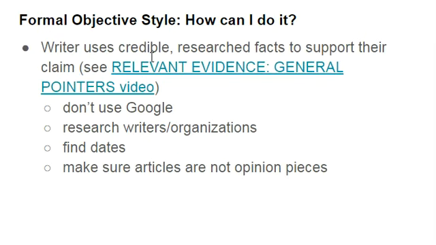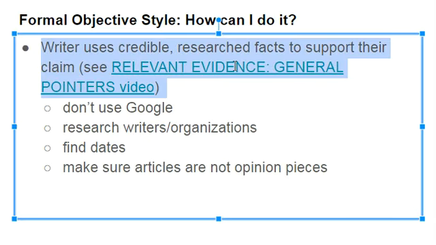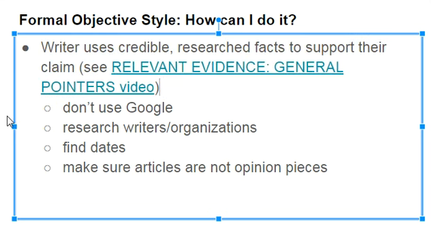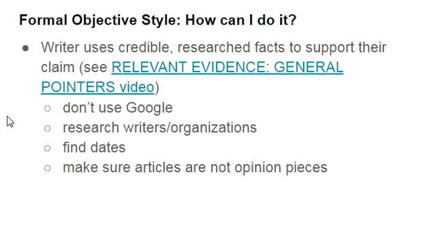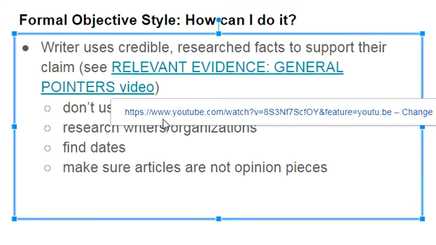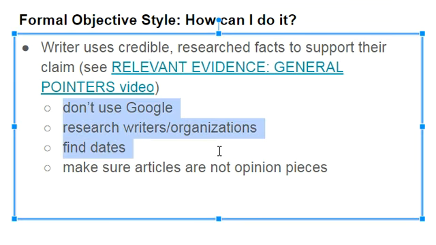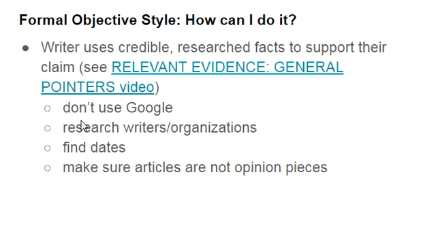Here's the next way. The writer should use credible, researched facts to support their claim. All right, I'm posting a link to this slideshow in the learning playlist, and when you look at this slideshow, you can see that this is a live link here to a YouTube video that I posted first semester about how to make sure that you're using relevant evidence, okay? So it explains these points a lot further. I'm not going to reteach all of that because you can easily go watch that video, so I'm not going to go over it in this video. I'm just going to say these are the points, okay? You need to go back and watch that video.